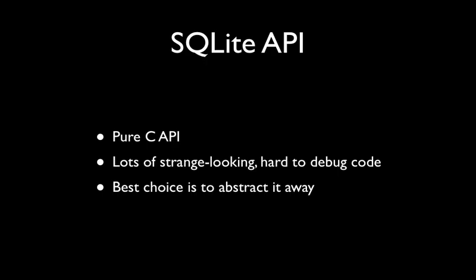SQLite comes with a pure C API, so one of the first things that you'll notice is that it is quite a bit hairy to work with. The API is not necessarily as friendly as some of the Objective-C Cocoa libraries that you're used to, nor are they as friendly as any of the ones you're used to in, say, .NET or Java. There's a lot of strange-looking, hard-to-debug code, and ideally we'll just tuck that away in some classes, and once they work, we'll just trust that those work, and we won't let the SQLite code bleed into the rest of our application.